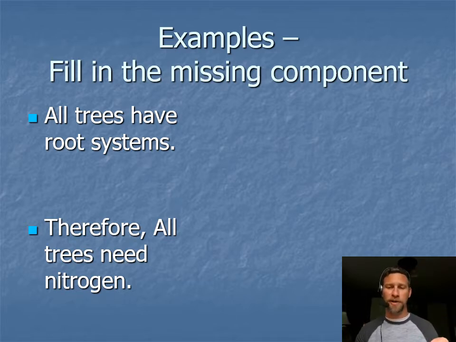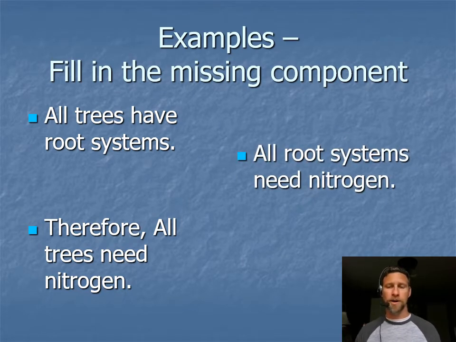So, since we know premise 2 is missing, can you figure out what it is? This is a bit like algebra. Since there's a missing component, you can call it x, right? Like in algebra. You can figure out x based on the other components that are there. There it is. All root systems need nitrogen. So to follow along from beginning to end, all trees have root systems. All root systems need nitrogen. Therefore, all trees need nitrogen. You can see how the force of the logic follows from one premise to the next and leads you to the conclusion.